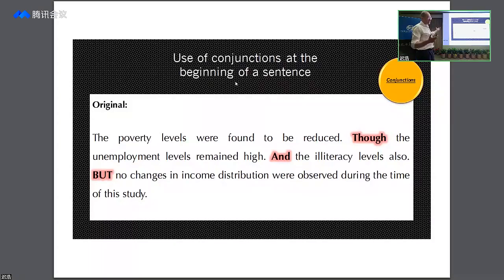Again, students ask us, why not? Please go to your papers, have a look. How many papers do you find that use these conjunctions at the beginning of a sentence? You will not find any. And the reason is that these conjunctions are very ambiguous. And what does and mean?